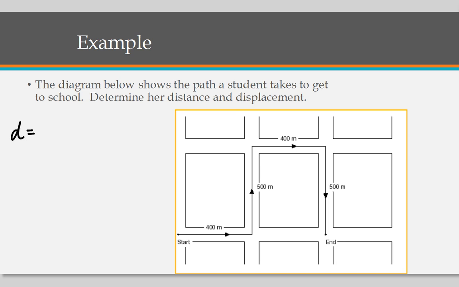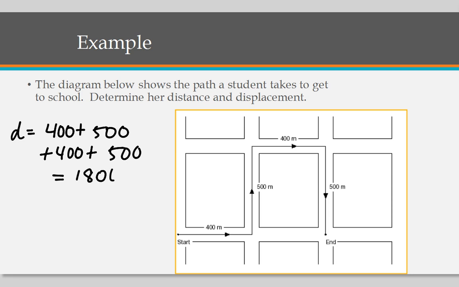What did you guys calculate for distance? 1800? Good, so you got 400 plus 500 plus 400 plus 500. Is that it? I agree. Okay, so 1800 meters.